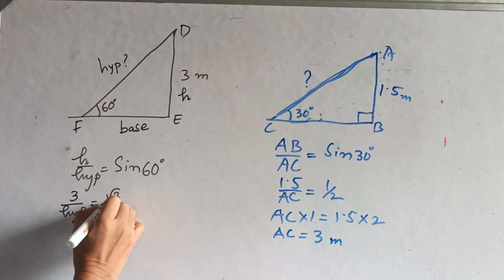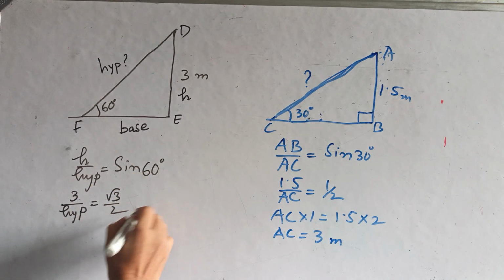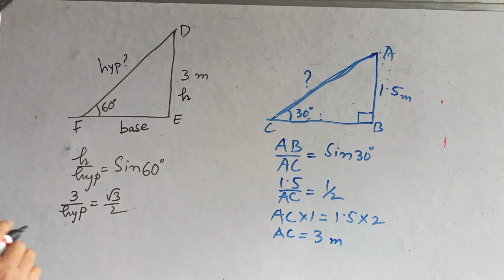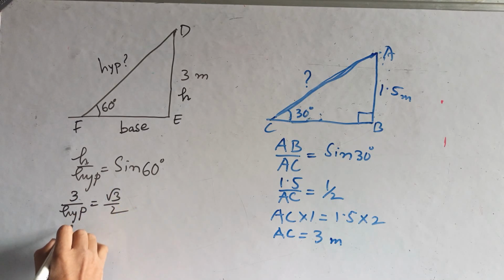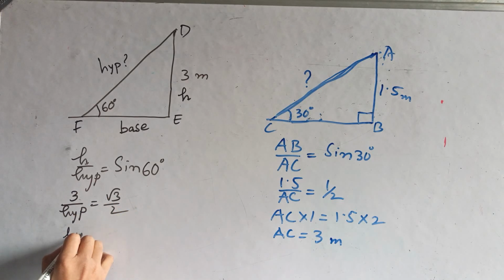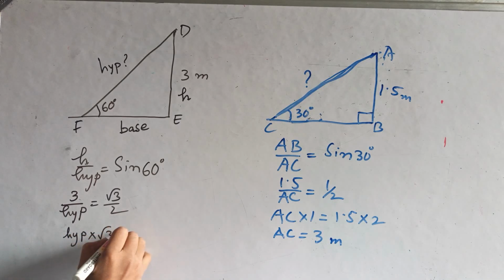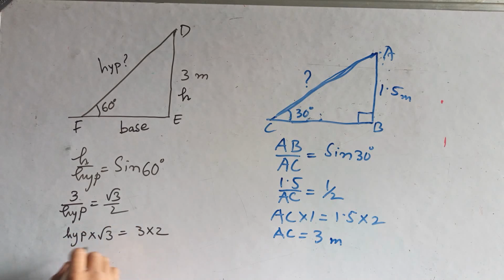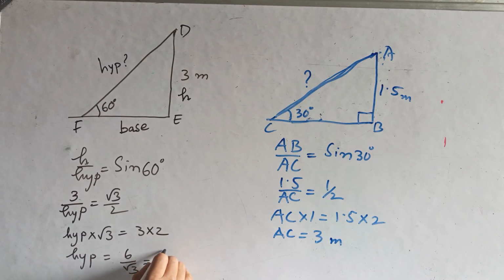Sine 60 is root 3 by 2. So now you multiply this way. Hypotenuse is unknown, so I'll put on the left side hypotenuse into root 3, and 3 into 2. So this gives hypotenuse is 6 by root 3. Root 3 will come this side, correct? When we multiply, it comes to the denominator. Now this has to be rationalized.